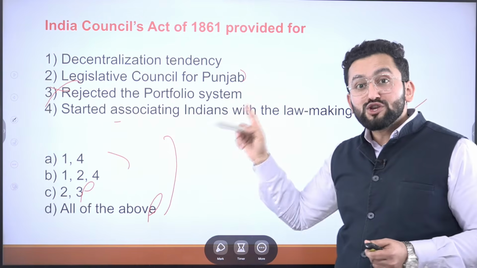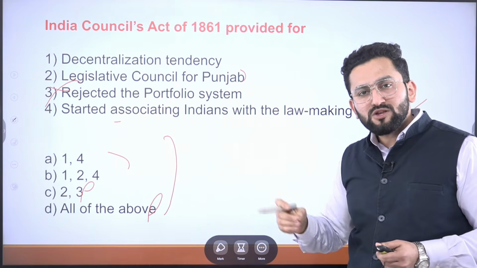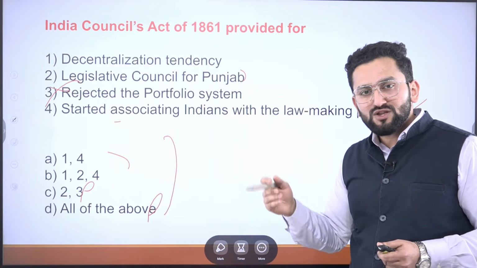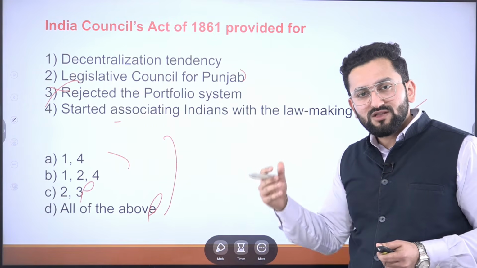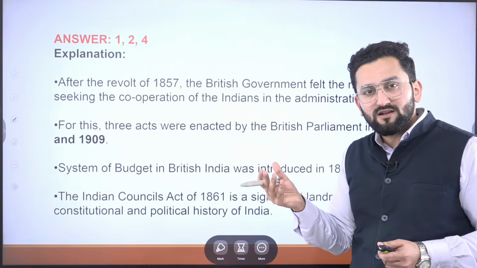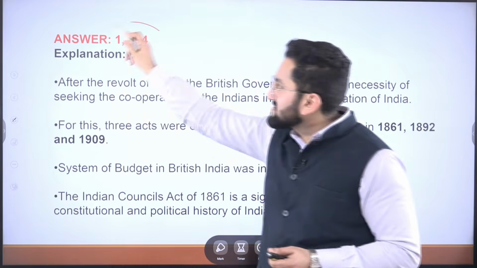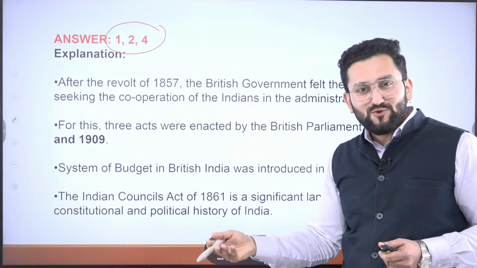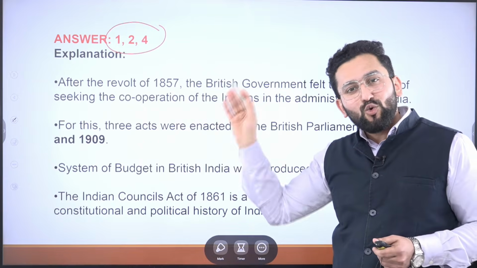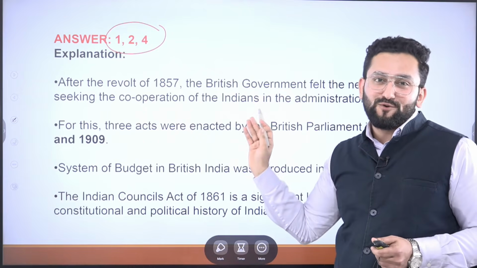And the Legislative Council for Punjab. The purpose of the Indian Councils Act was not just to take into consideration the councils at the level of the center. We were talking about the councils at the level of provinces also, right? The answer is 1, 2 and 4. Okay.